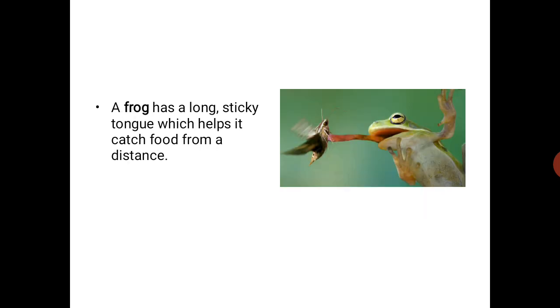The second point, frog. Now a frog has a long sticky tongue which helps it catch food from a distance. There is a picture of a frog catching its prey. Now we can see that the frog's tongue is very long as it is given in the picture. Now this is how the frog preys on its food.